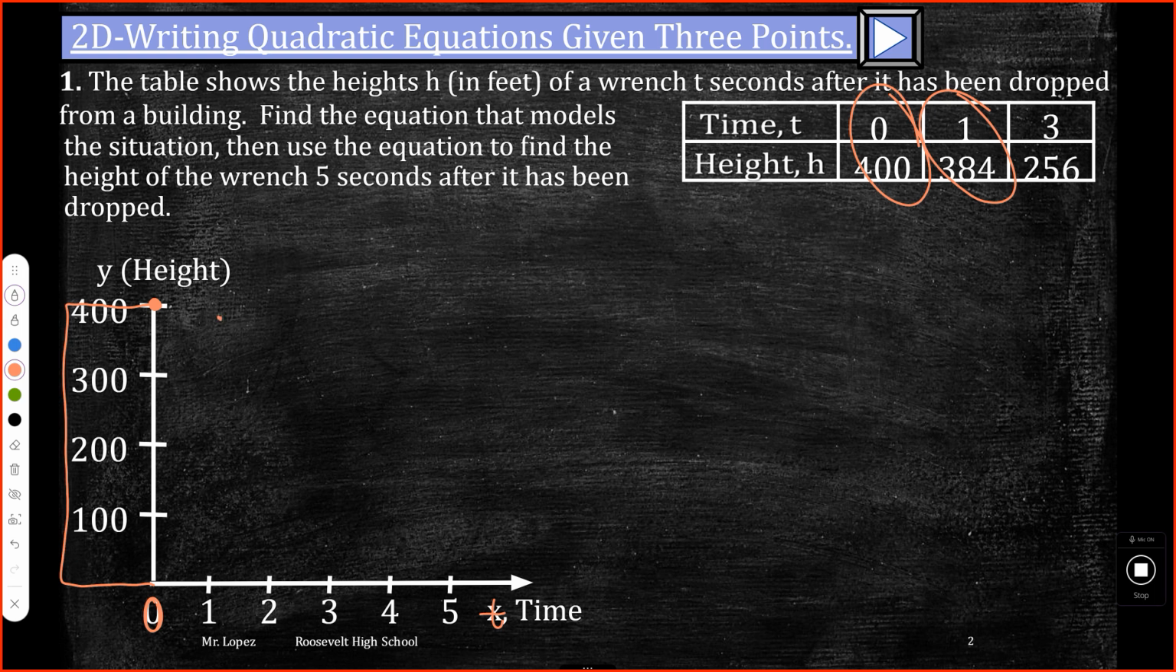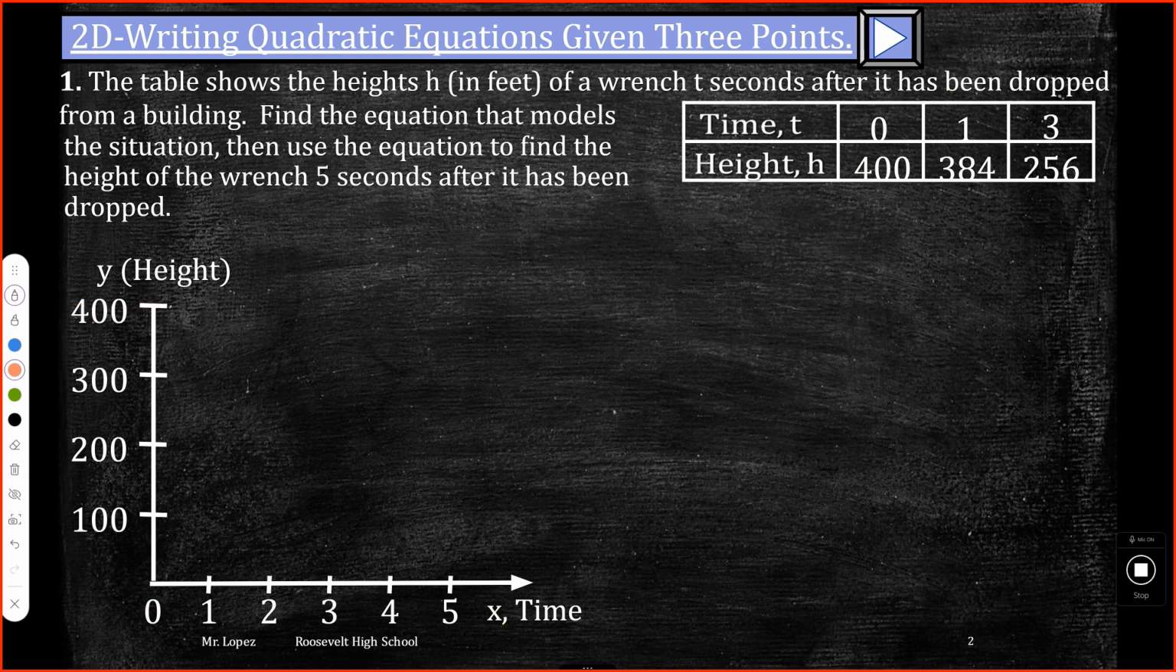At time equal to 3 seconds, how high off the ground is the wrench? 256 feet. I'm answering my own question. So you jump from 1 all the way to 3, and 3 seconds is about right here. It's going like that. The graph of the height of the wrench with respect to time looks like a parabola.